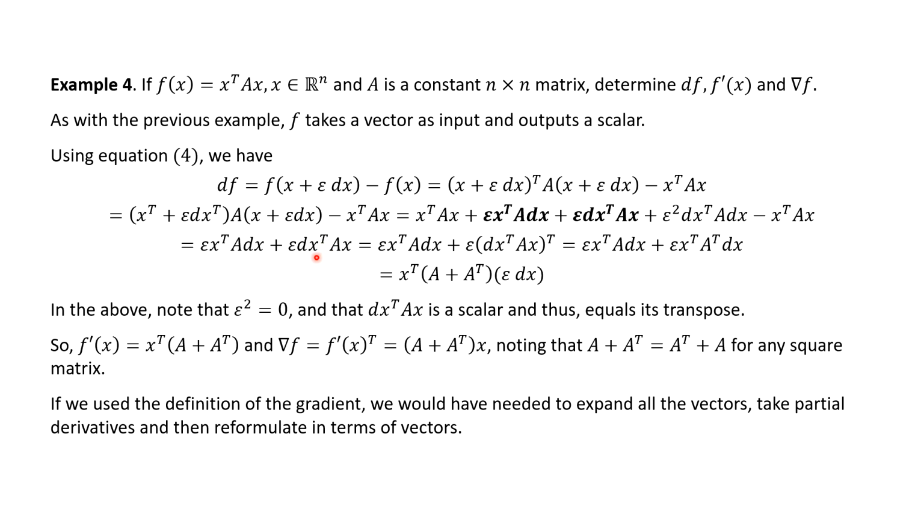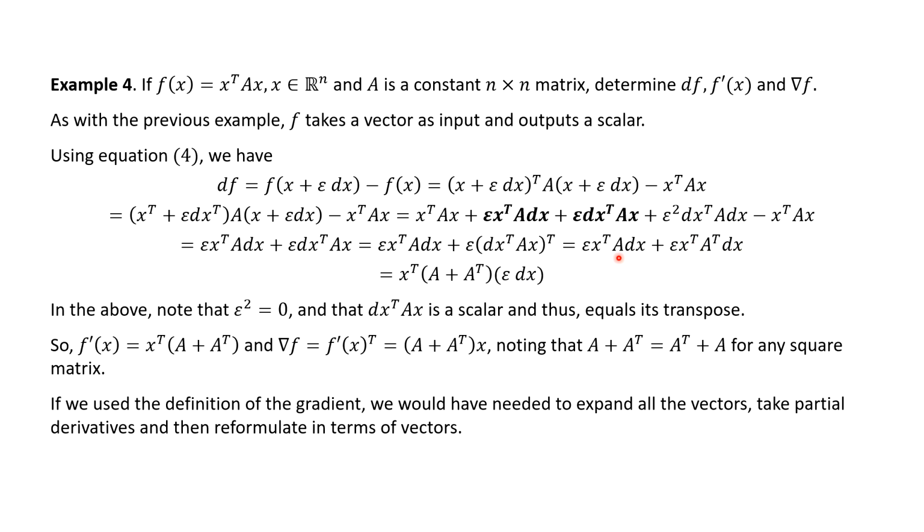dx transpose is a row vector, then times an n by n matrix times a column vector. So this is actually a scalar. These three things multiplied together are a scalar, which means that the transpose of a scalar equals itself. So this equals its transpose. And I just carried over the first term. Then I actually took the transpose of this. So remember, the transpose of a product is the product of the transpose of each element, but in reverse order. So it would be x transpose times A transpose times the transpose of dx. In other words, this here.